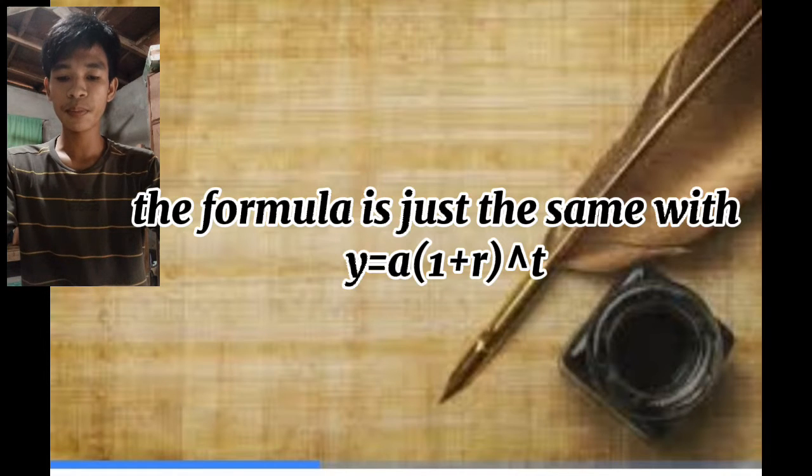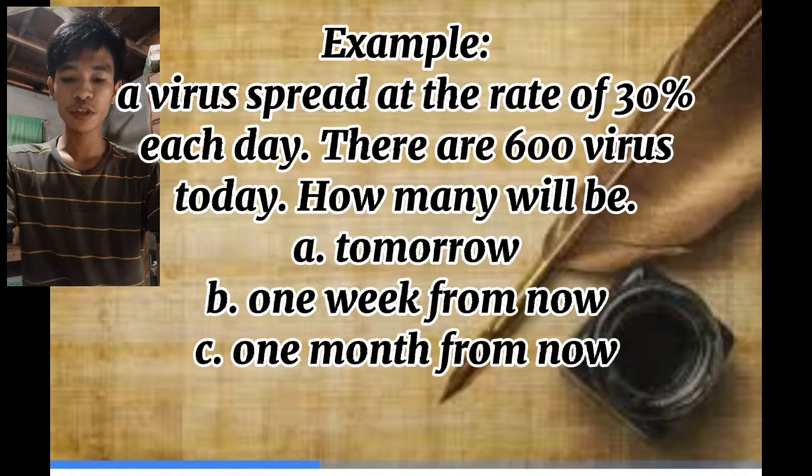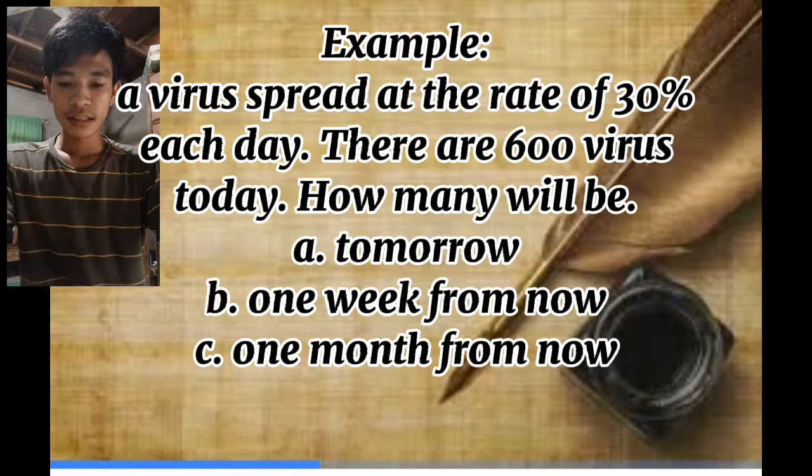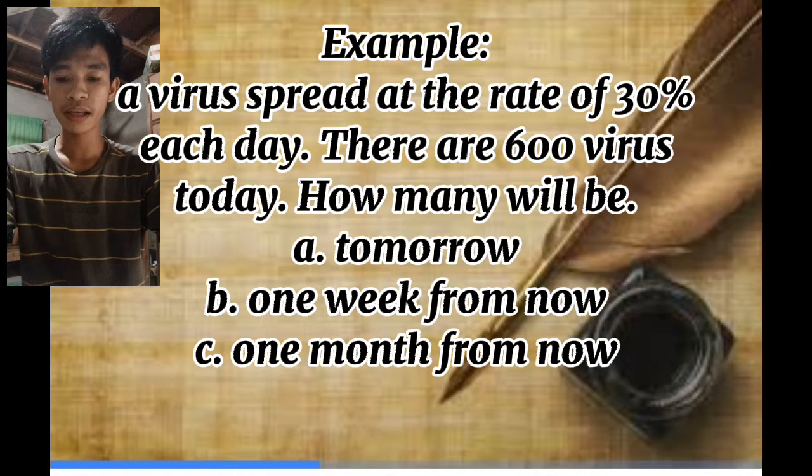So, example: a virus spreads at the rate of 30% each day. If there are 600 viruses today, how many will there be? A. Tomorrow. B. 1 week from now. C. 1 month from now.